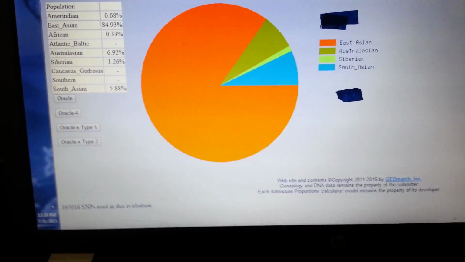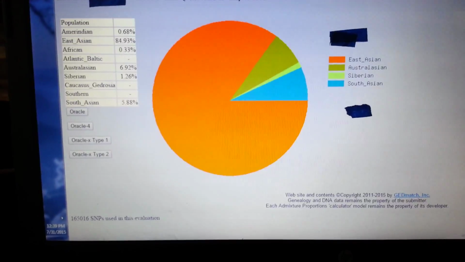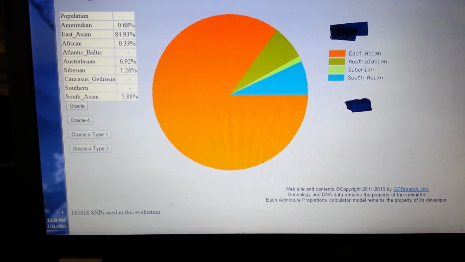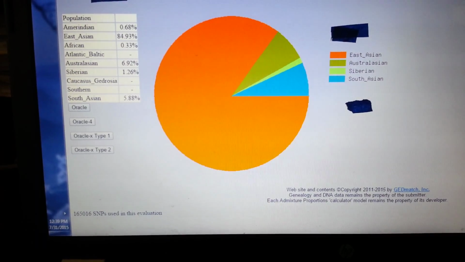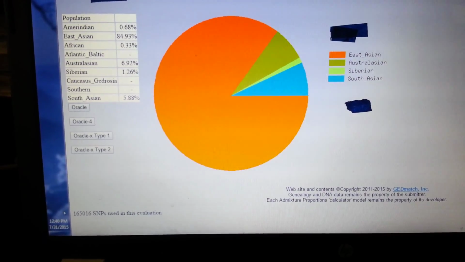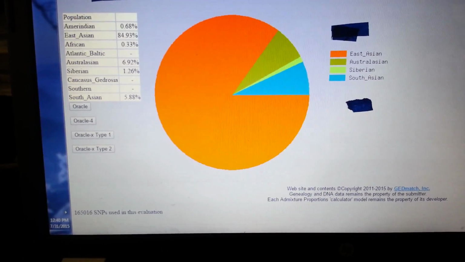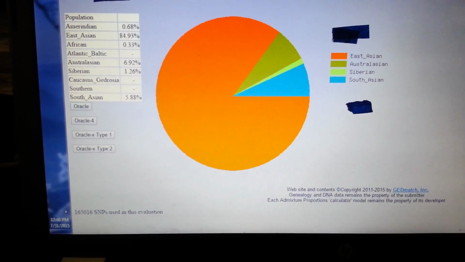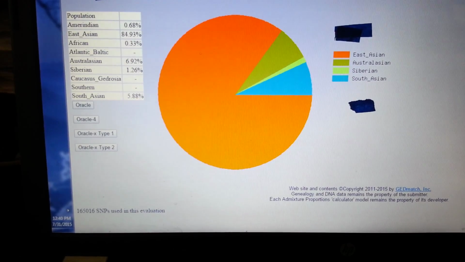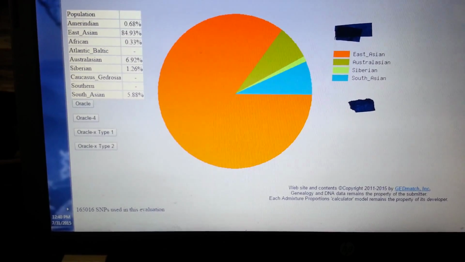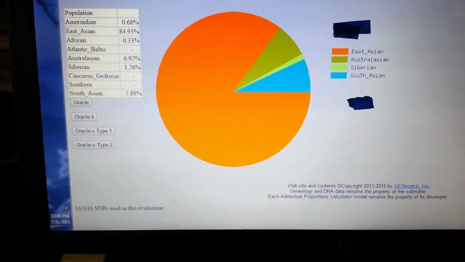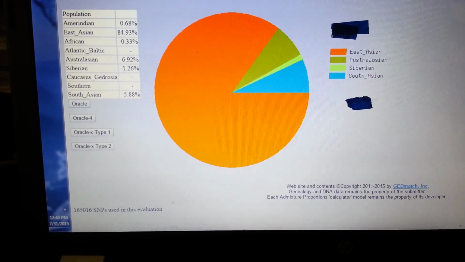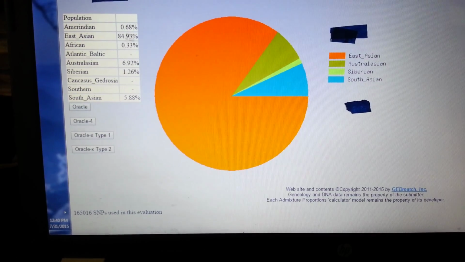Okay, this one is for the World 9 admixture proportions. Now, I read somewhere that this was the most accurate. So here it is. Armenian 0.68, East Asian 84.93, African 0.33, Australasian 6.92, Siberian 1.26, South Asian 5.88. So it's pretty accurate, I think.